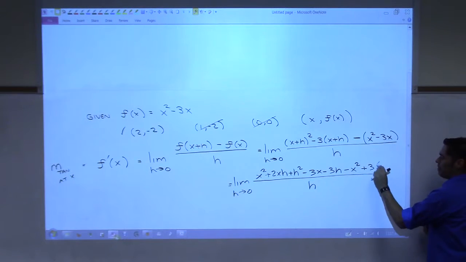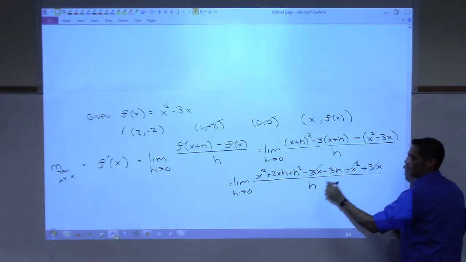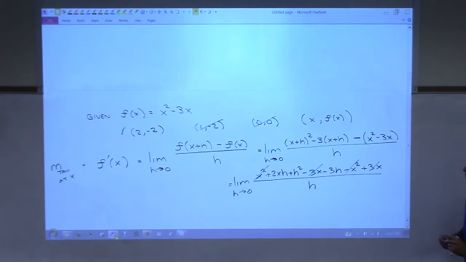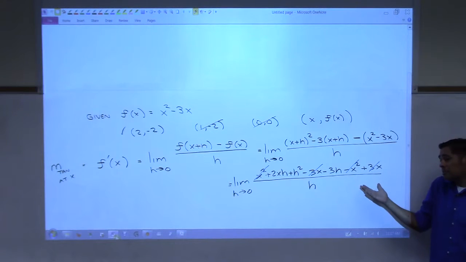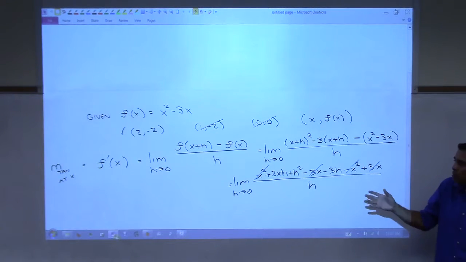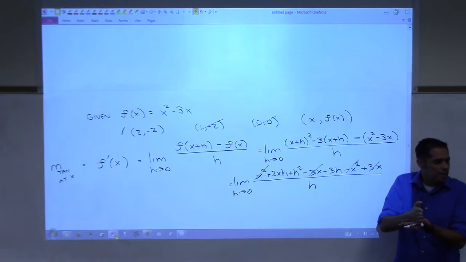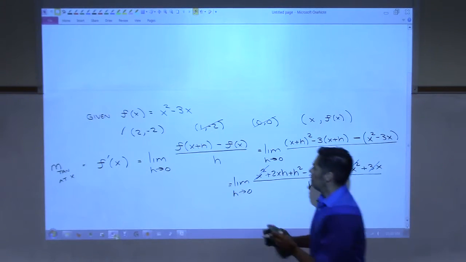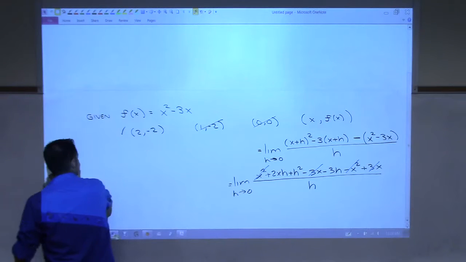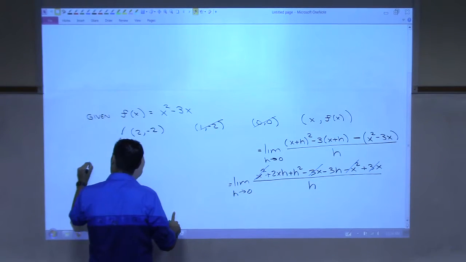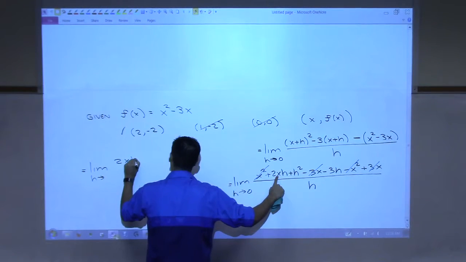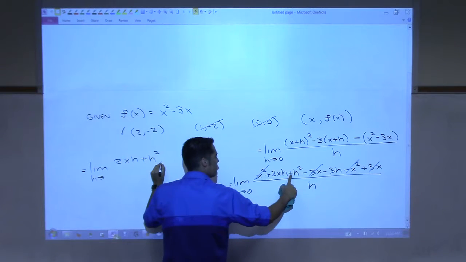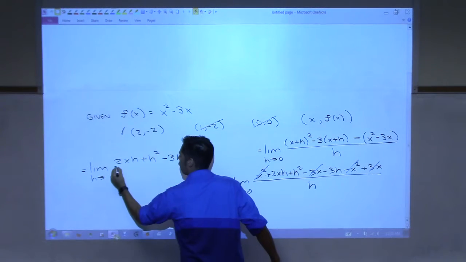So let's see. I've got a 3x. I see that one right away. I see x squareds go away. Everything else has an h, doesn't it? Everything else has an h in it. I have x's too, but I should have x's because I never told you, right? I never nailed down what the value was. I just told you it's x. So now we're here. Limit h goes to 0 of 2xh plus h squared minus 3h all over h.